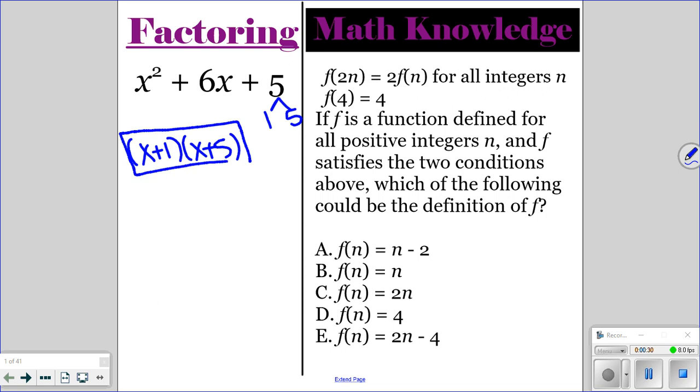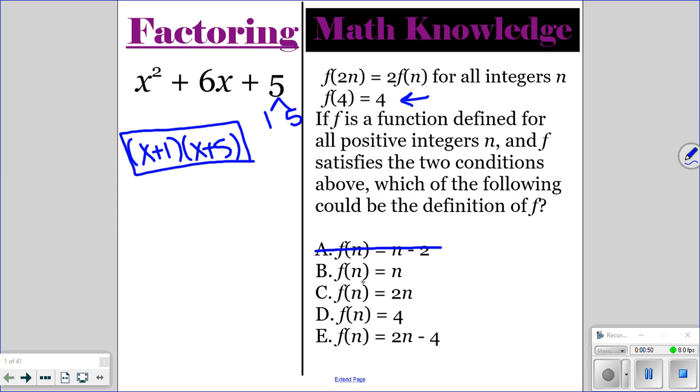For the math knowledge question, it tells us f of 2n equals 2 times f of n, and f of 4n equals 4. Which one could be our f function? So we're going to start with this one. If we plug in 4, does the function give us 4? So if we plug in 4 here, we get 2. So that could not be f.